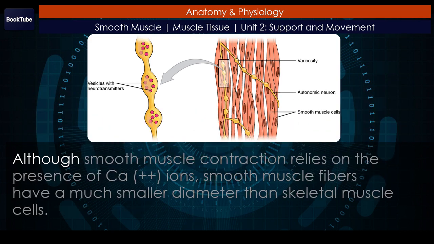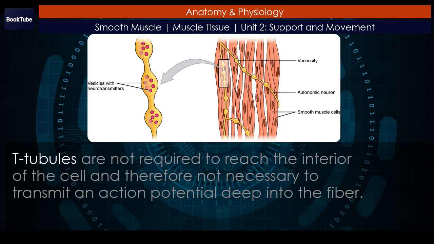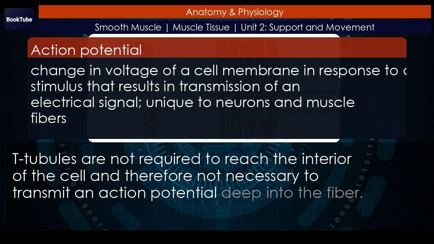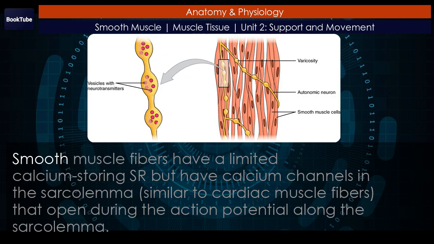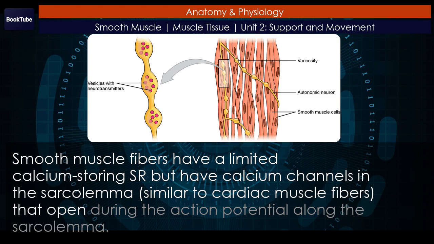Figure 2. Although smooth muscle contraction relies on the presence of Ca++ ions, smooth muscle fibers have a much smaller diameter than skeletal muscle cells. T-tubules are not required to reach the interior of the cell and therefore not necessary to transmit an action potential deep into the fiber. The smooth muscle fibers have a limited calcium-storing SR but have calcium channels in the sarcolemma, similar to cardiac muscle fibers, that open during the action potential along the sarcolemma.